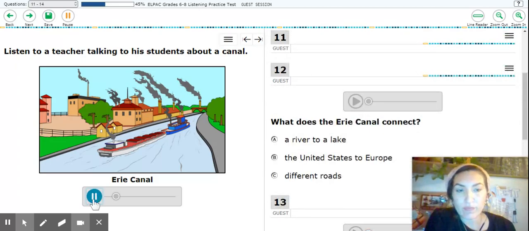As you might have guessed, I'm talking about the Erie Canal. So what exactly is a canal? A canal is a waterway made by people to connect two areas of water.